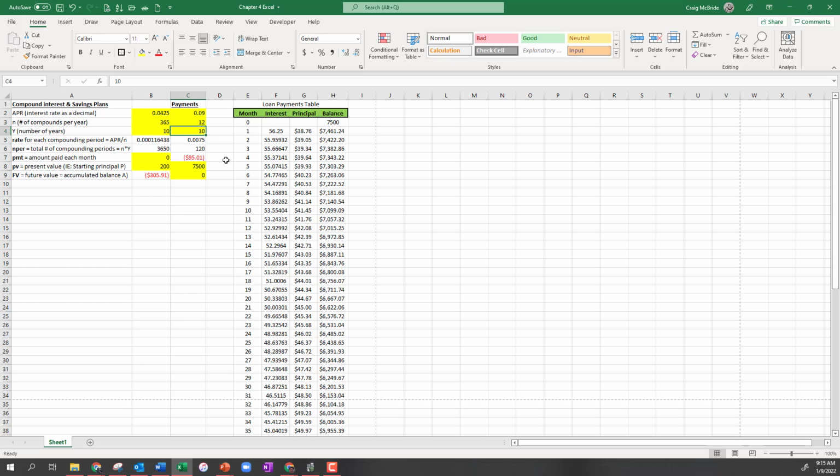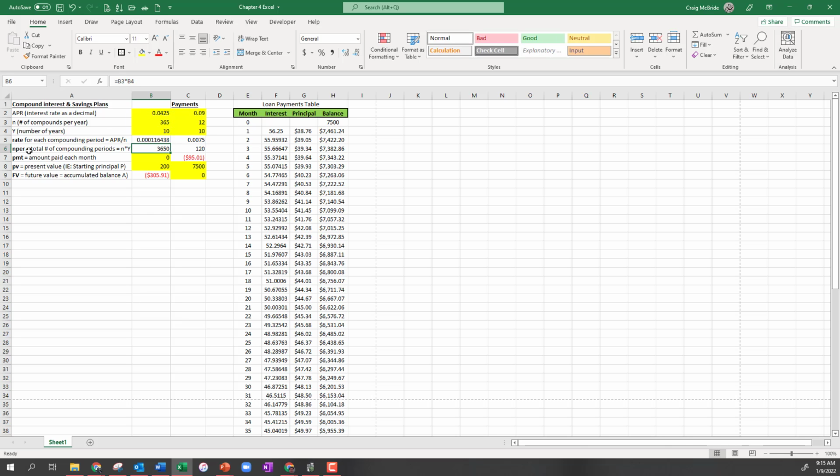Okay, so it's a very simple program to do. I'll show you what the programming was, and it's right here. To do rate, it's just APR divided by N. So I just told it was APR divided by this. I just programmed it as that cell divided by that cell, okay?